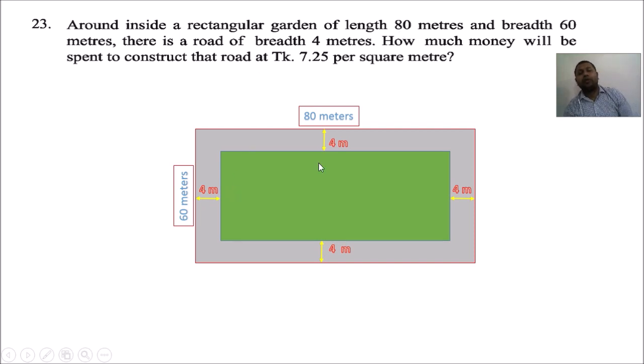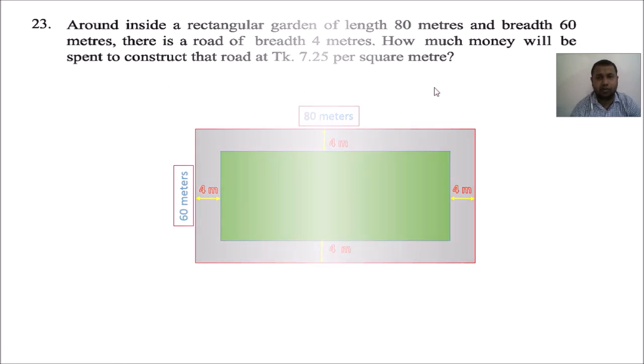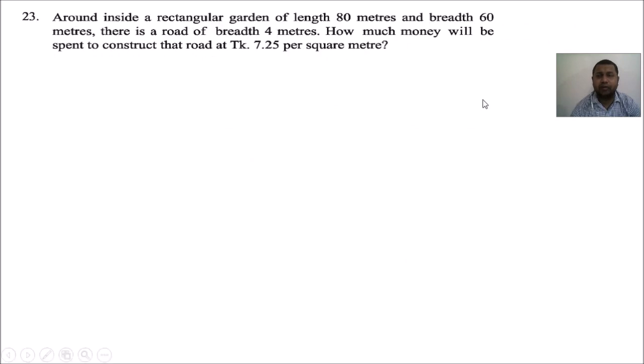So we have to find out the area at first, the area of the total garden. Then we have to find out the area of the garden without the road. Then if we subtract, we will get the area of only the road. Then after that the unit price is given, so we can find the cost. So here is how we are going to solve it.